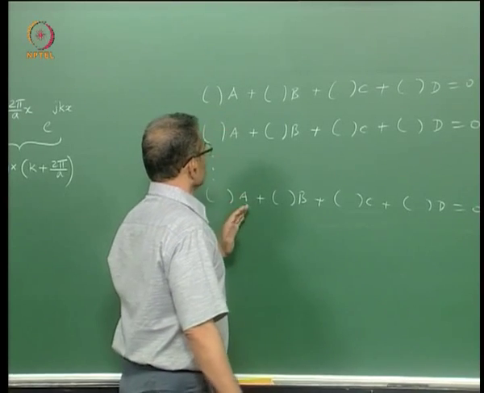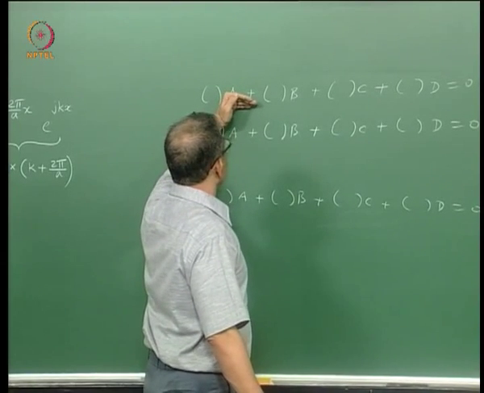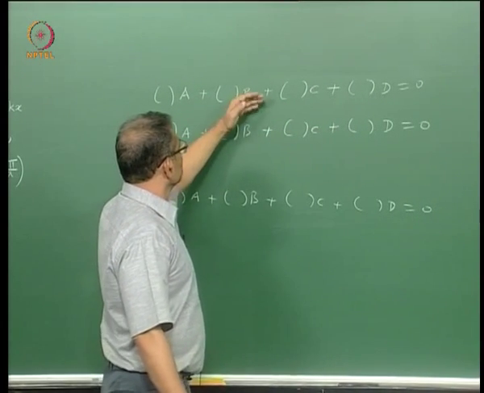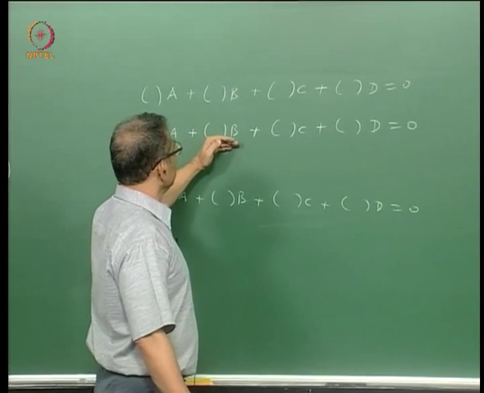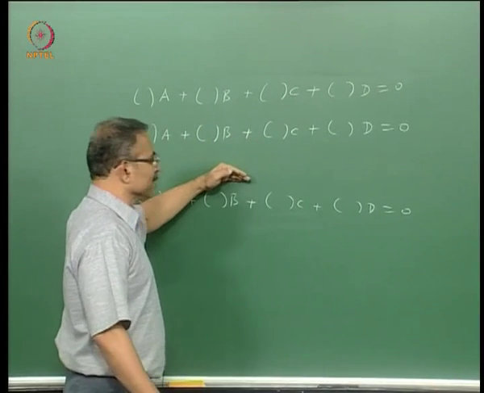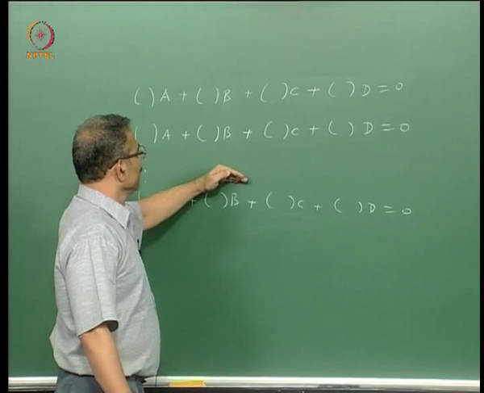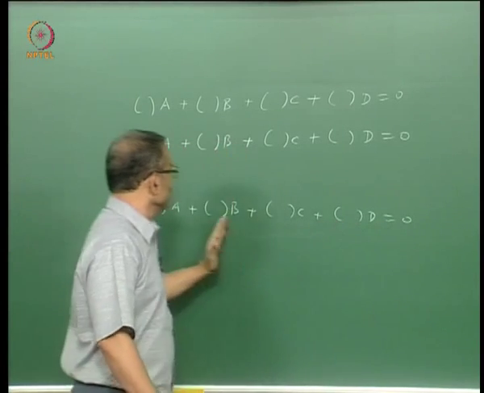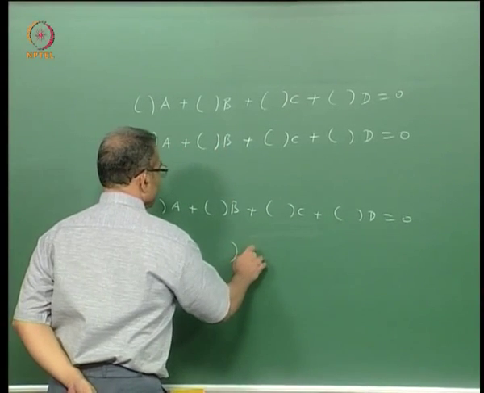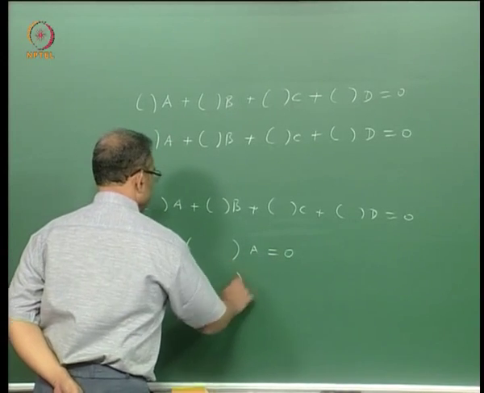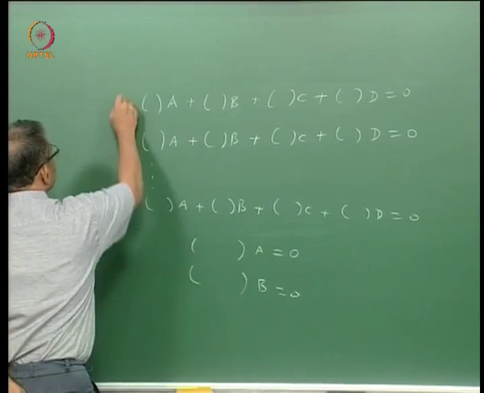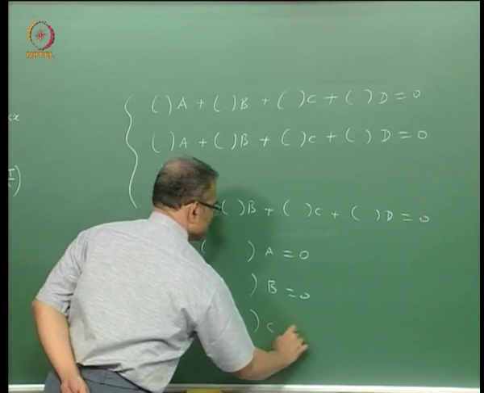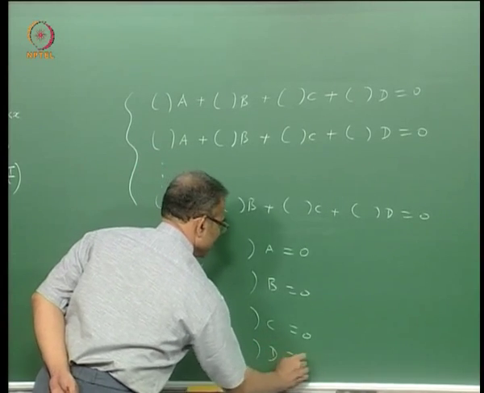Well, you express A in terms of B, C and D and substitute here, then you express B in terms of C and D, substitute in the next equation, then you express C in terms of D, and that is how you can convert this entire equation to an equation of the form something into A equal to 0 or something into B equal to 0. So all these 4 equations can be converted into this form, right? Something into C equal to 0 or same thing D equal to 0.